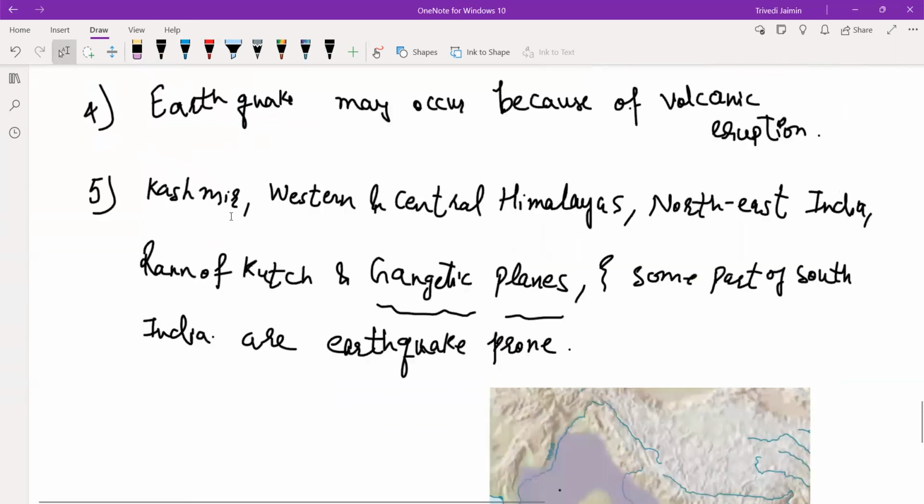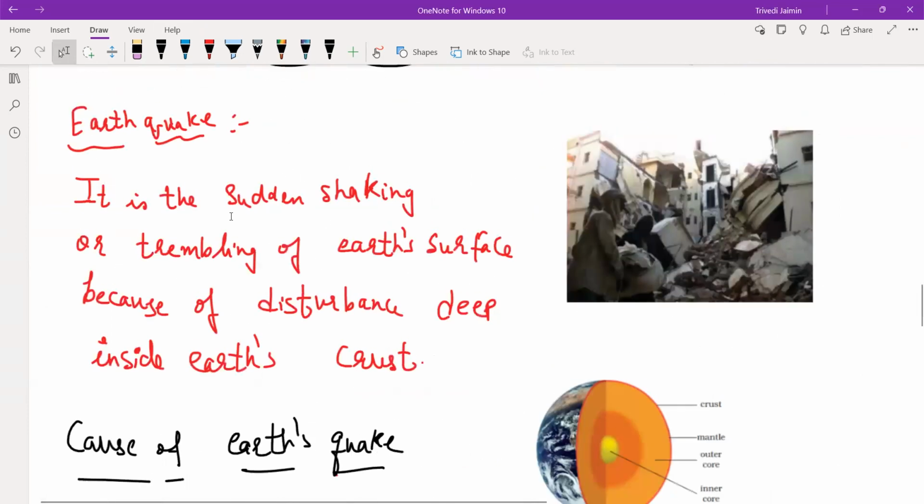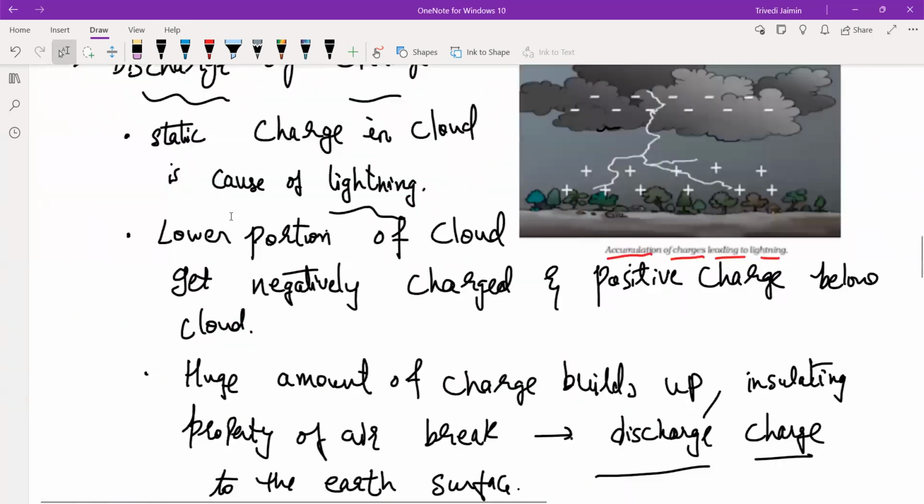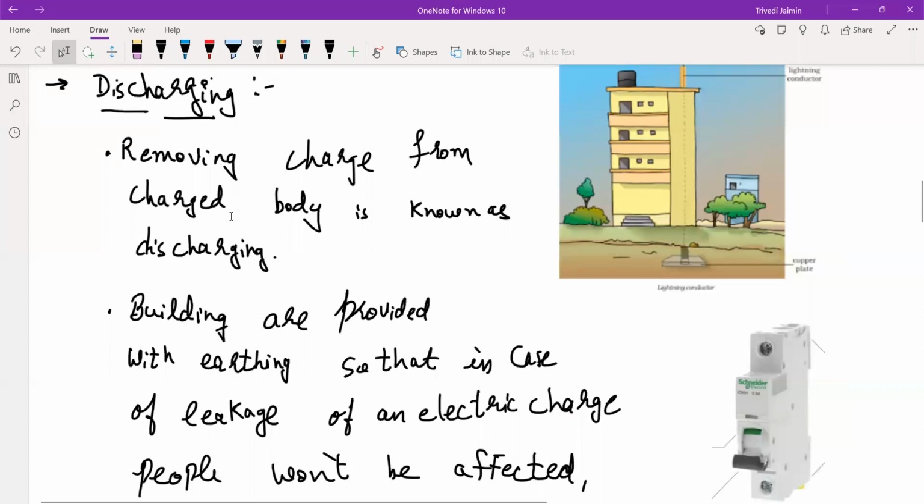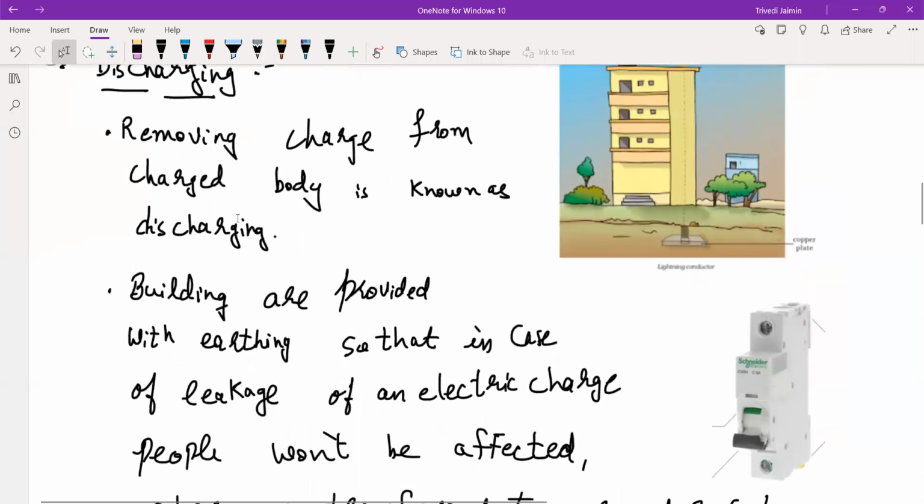So I think nothing is left in this chapter. Earthquake we saw, the cause of the earthquake. Sir, can we have a quiz? Oh, time's up. So quick.